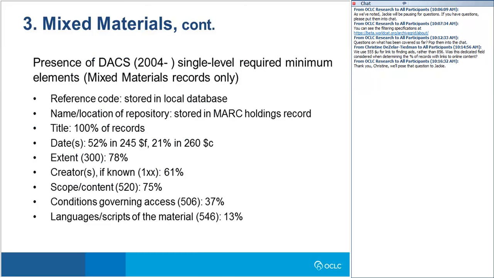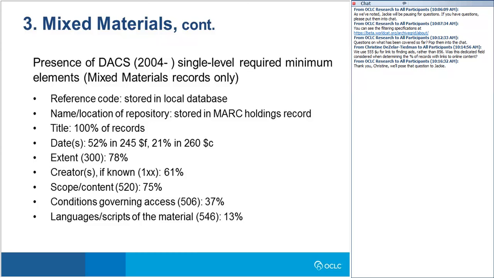So here's your answer. Now, DACS was first published in 2004, so one might argue that it hasn't been in use long enough for the statistics to be higher. On the other hand, that's a legitimate observation only for the last two, conditions governing access and languages of the material, because in earlier rules, those weren't specified as necessary. Actually, APPM didn't have minimum requirements.